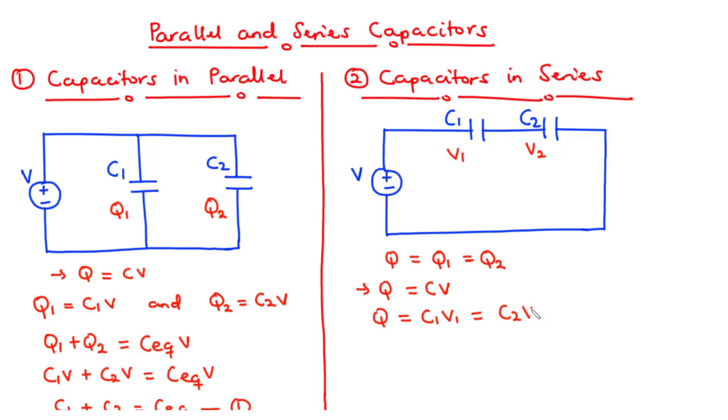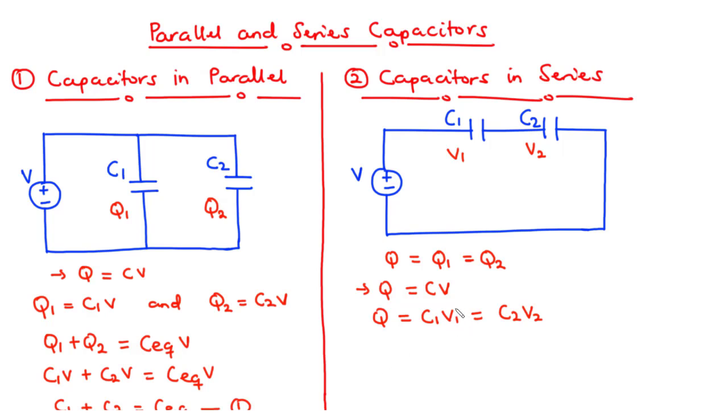That is from this concept that the total charge is equal to the charge on C1, and that is also equal to the charge on C2. From this, we can have these two equations, that is Q is equal to C1 V1 and Q is equal to C2 V2.